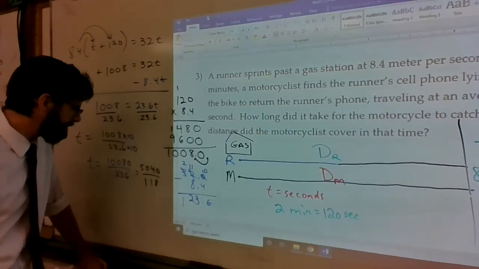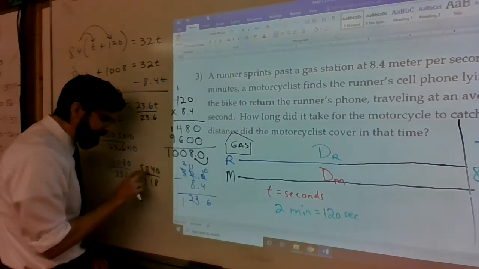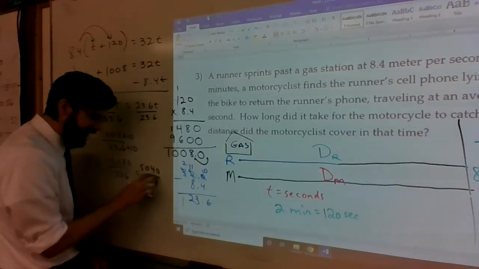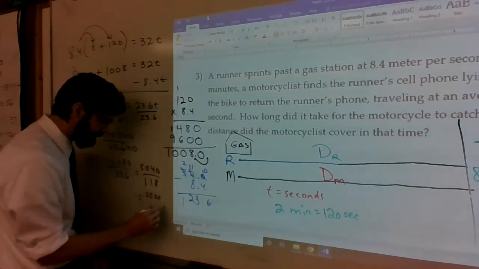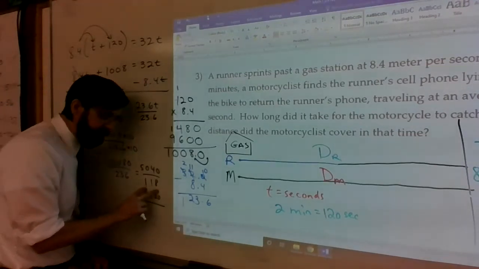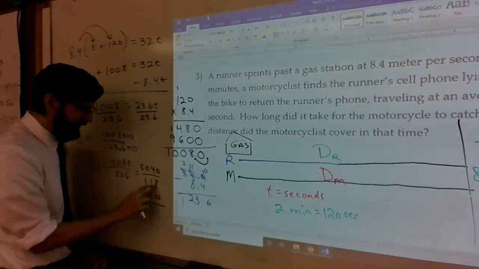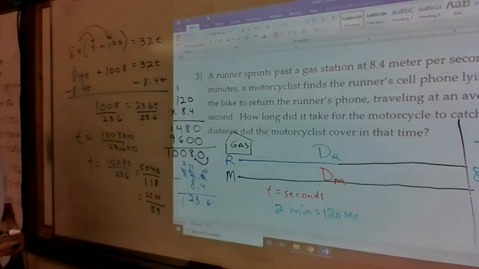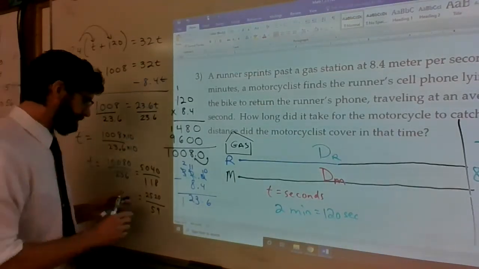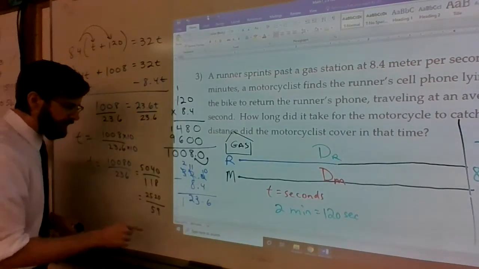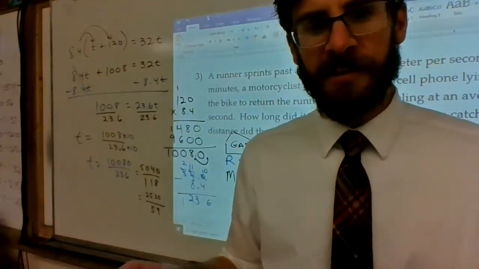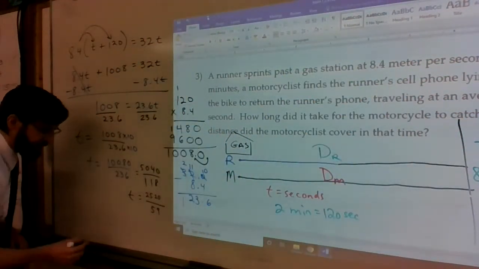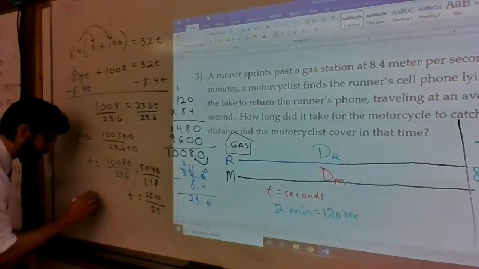I'm going to try to cut them in half again. Half of 5,000 is 2,500. Half of 40 is 20. Half of 100 is 50. Half of 18 is 9. All right. So 2,520 divided by 59, that might be the lowest that I'm going to make this. That's what t equals. What does that actually look like?